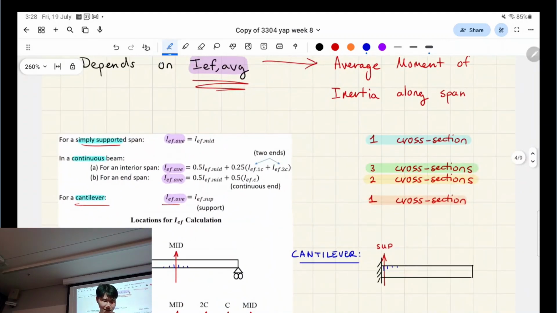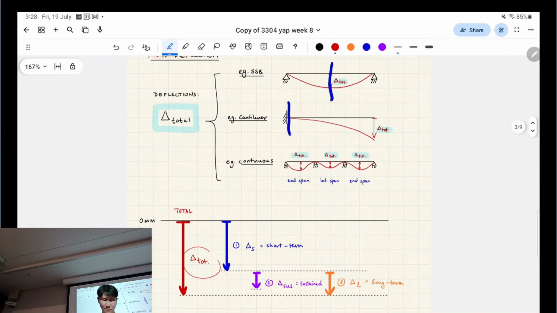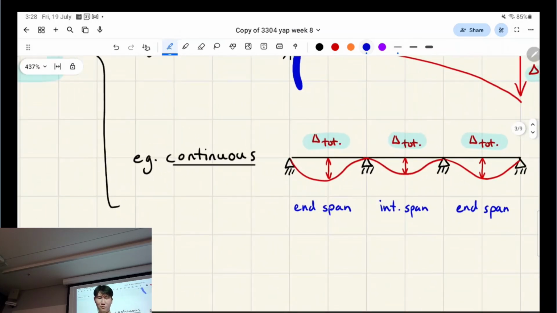For an end span, we only need 2 points. We need it at the middle and we need it at the continuous end. So let's go back up. For an end span, we need it in the middle, and which one is the continuous end of the end span? Continuous end.